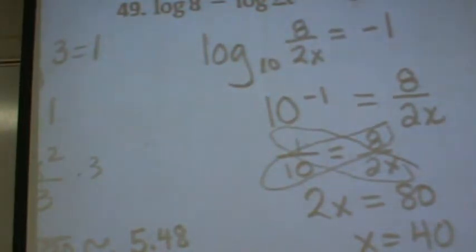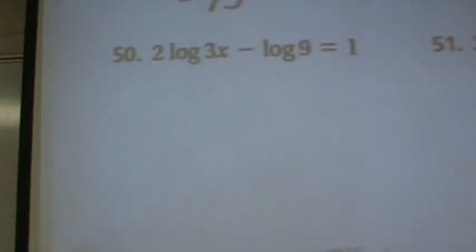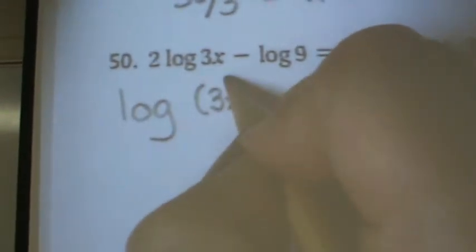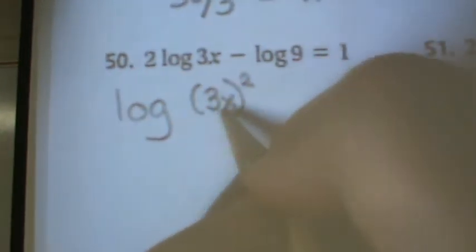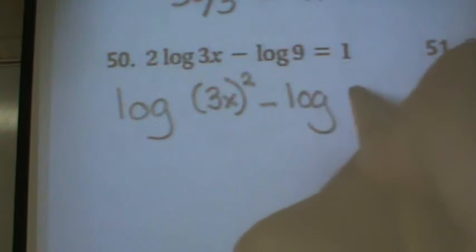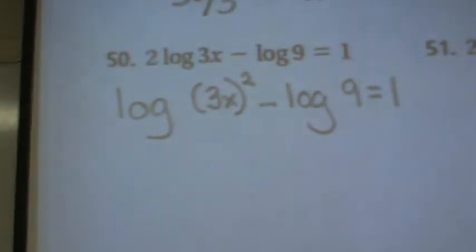These are the most challenging ones. You move the 2 back, but I have a question for you. What does this become if I move the 2? 3x, the whole thing is squared. A lot of people will put this 2 with just the x. The whole thing is squared. So keep going. What's 3x squared? 9x squared. Good.